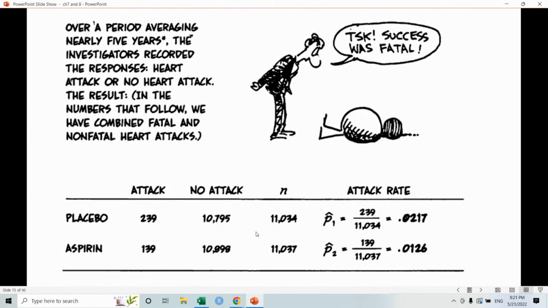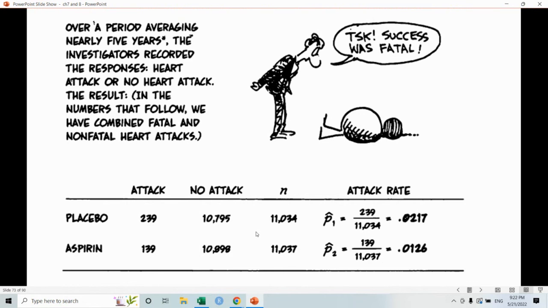Over a period averaging nearly 5 years, the investigators recorded the responses: heart attack or no heart attack. In the numbers that follow, we have combined fatal and non-fatal heart attacks. So in the placebo case, we had 239 attacks and 10,795 non-attacks. In the aspirin group, we had 139 attacks and 10,898 non-attacks. Sample sizes were roughly equal, 11,034 to 11,037.